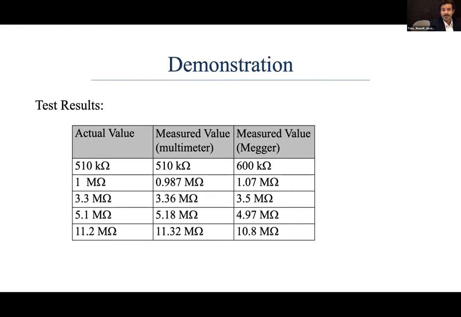Here are some of our test results for actual resistors we got from the lab. The left-hand column shows the actual value, read from the color band. The middle column shows the value measured by a multimeter, and the right-hand column shows the values measured by our megger. As you can see, our device tracks relatively well with the accurate resistor size.